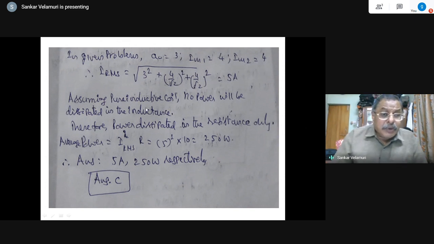Assuming it is a pure inductive coil, no power will be dissipated in the inductance. Therefore, power is dissipated in the resistance only. So average power is I RMS square into R. So 5 square into 10, sorry, it looks like 1, sorry for that. But anyway, 25 and 10, 250 watts. So 5 amps and 250 watts.